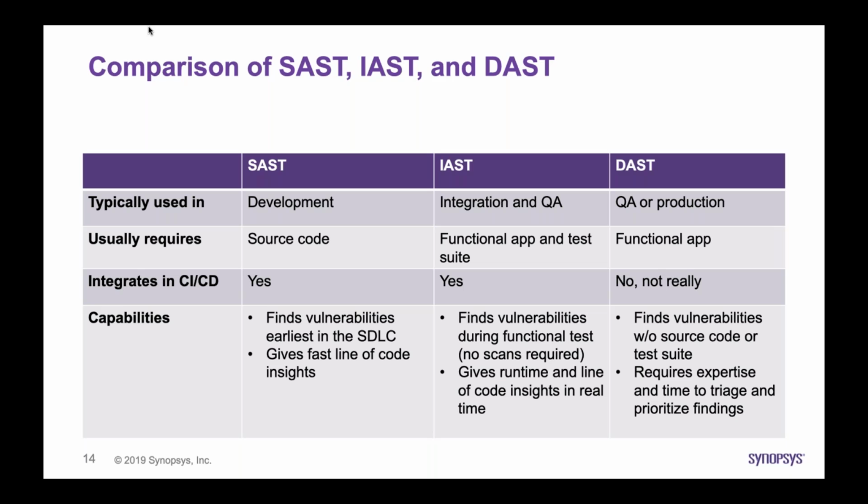DAST, which stands for Dynamic Application Security Testing, on the other end, typically is used in QA and production. It can find runtime vulnerabilities, and you don't really need the source code or test suites to perform the test. Because it performs more as a black box testing, the drawback here is that it doesn't provide the line of code details needed for analysis. It requires additional security scans and cycles to analyze and triage.